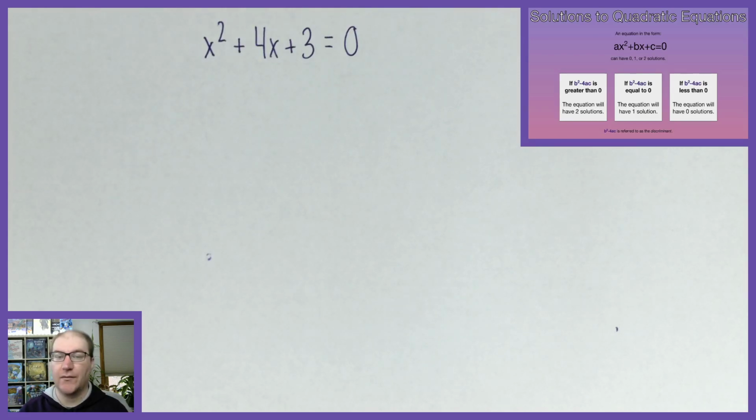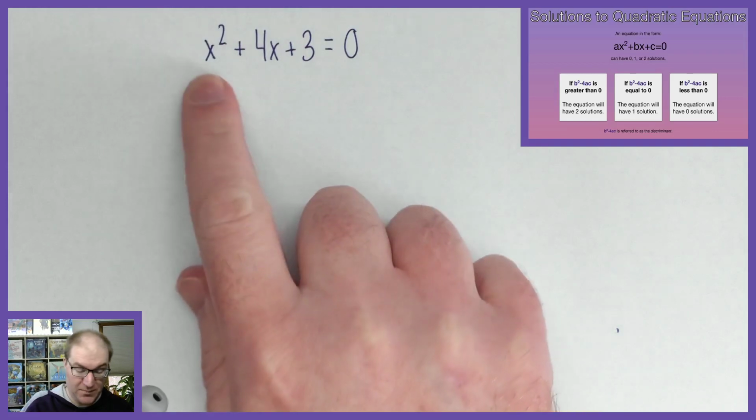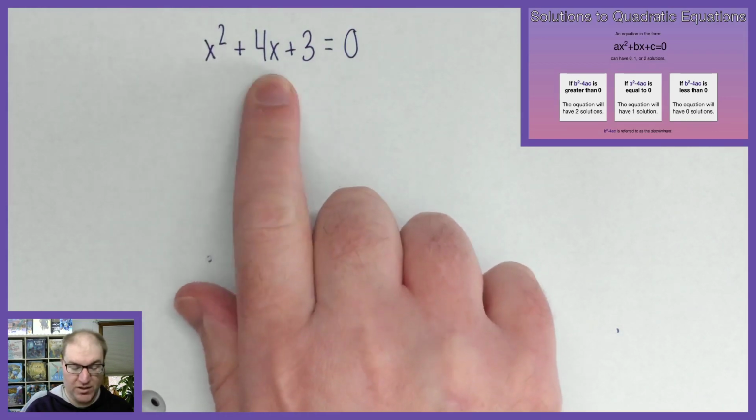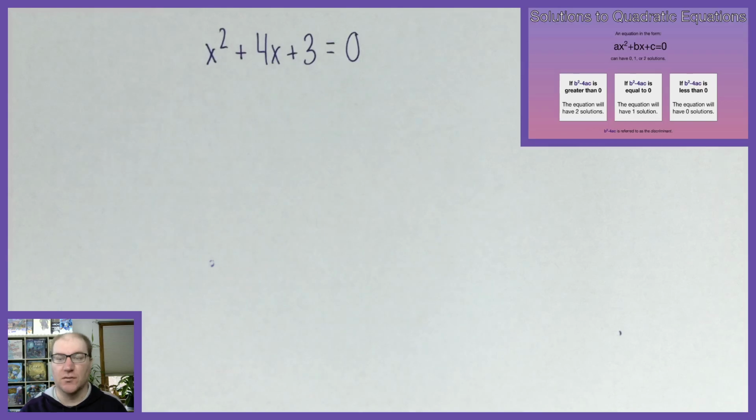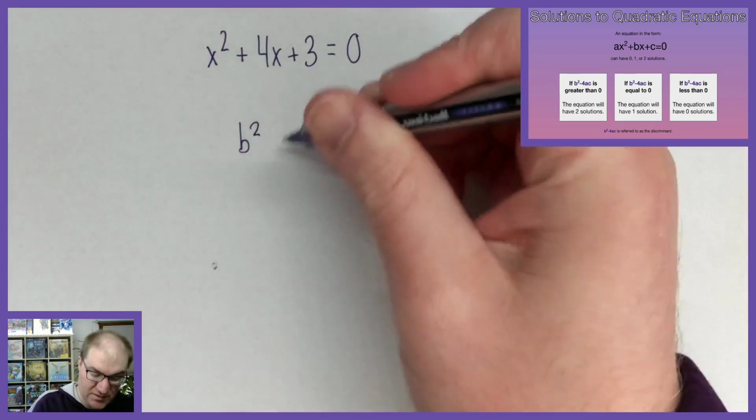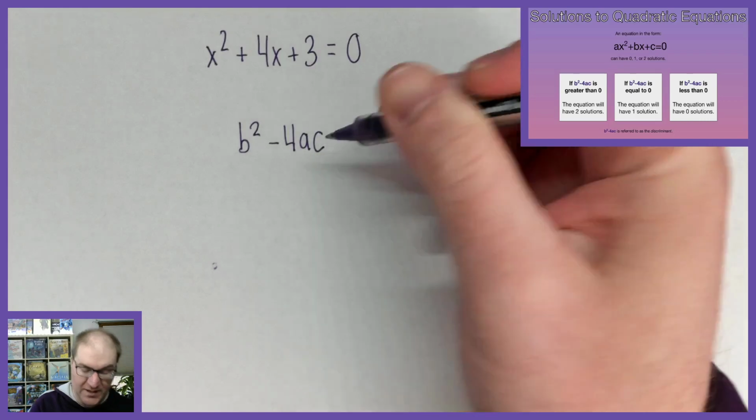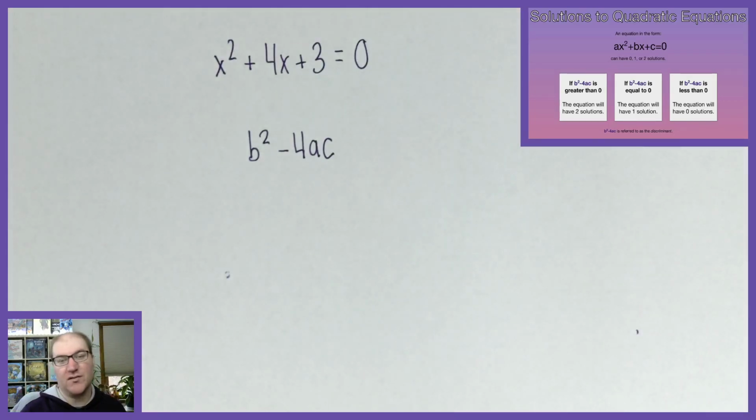If you look on the screen, it says that equations in this format can have 0 solutions, 1 solution, or 2 solutions. That would mean that there might be more than one number you could put in for x to make this equation true. So, how do we determine how many solutions? We're going to use something called the discriminant. The discriminant is b squared minus 4ac. If we use this formula, we can determine how many solutions your quadratic equation will have.